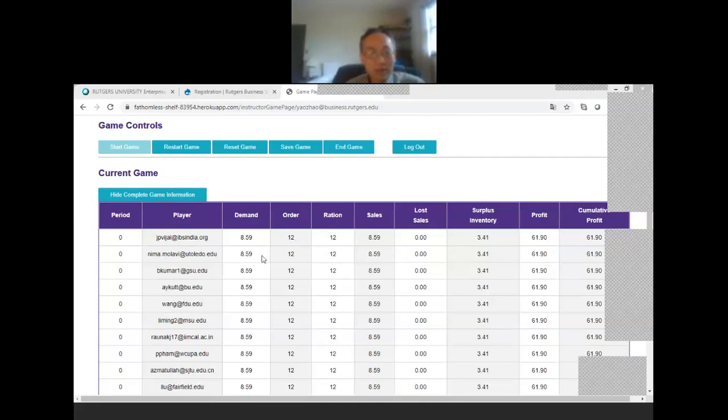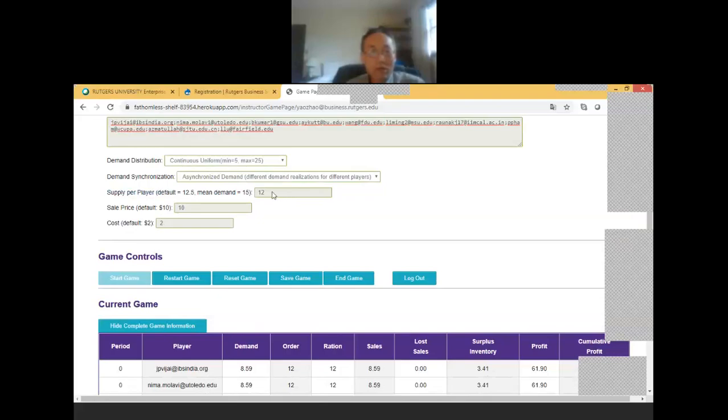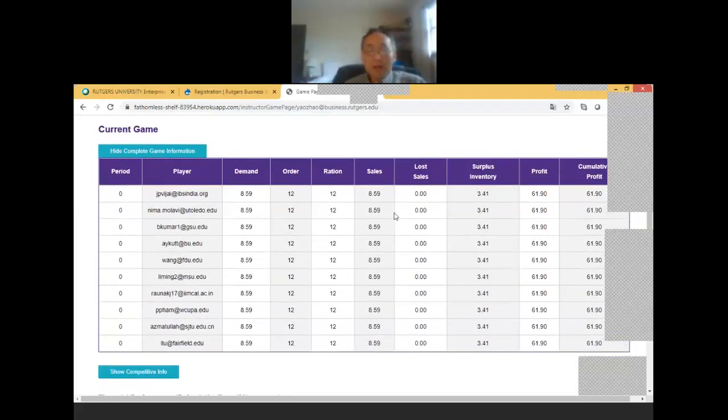Everybody in the demo periods will see exactly the same thing, right? Everybody has the same demand and order, which is the demo period's order of 12. The ration is also 12, because 12 comes from the number you set here, the supply per player. And then sales, plus inventory, profits, and also cumulative profits. So the team with the highest cumulative profits will win at the end.